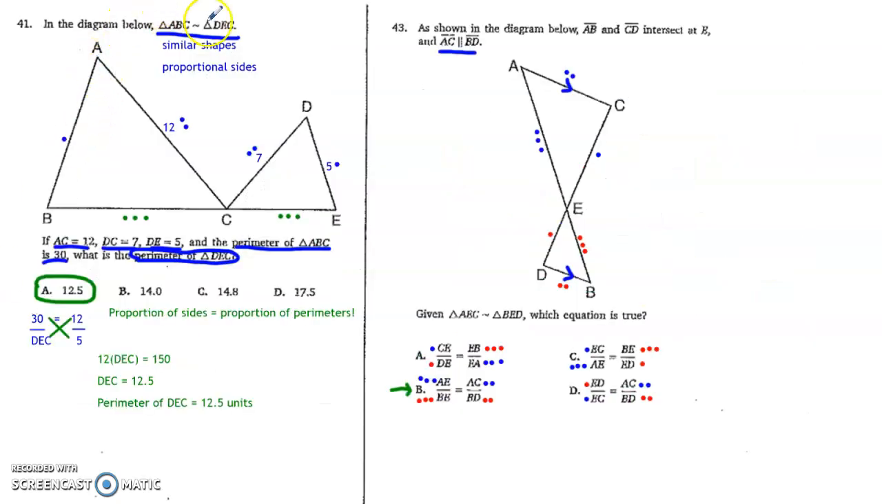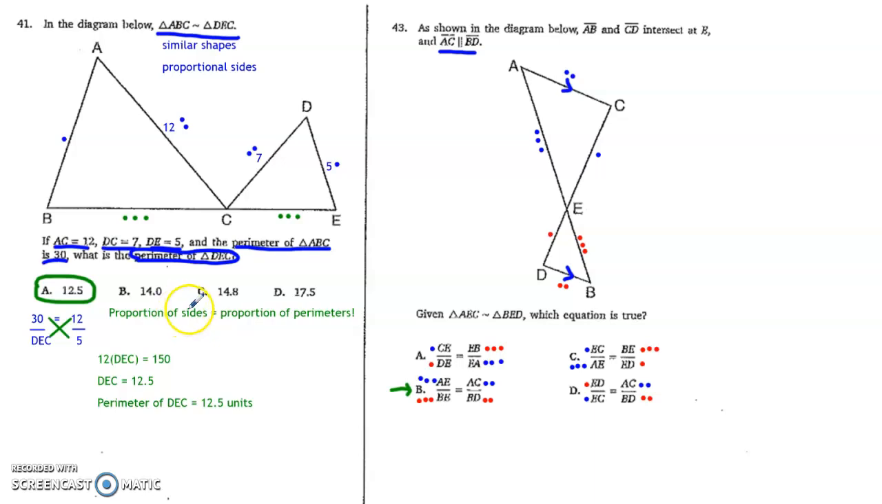Question 41, it tells us they are similar shapes, which means they have proportional sides. And there's a lot of different ways to answer this question. You could use the proportions to find this side, and then find the perimeter here, and then find the length of BC, and then use that in a proportion, but there's an easier way.